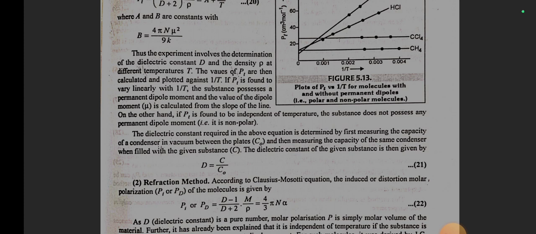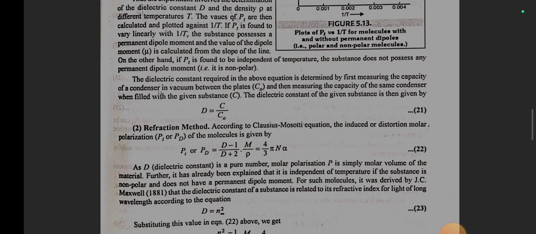If Pt is found to vary linearly with 1 by T, the substance possesses a permanent dipole moment and the value of dipole moment mu is calculated from the slope of the line. On the other hand, if Pt is found to be independent of temperature, the substance does not possess any permanent dipole moment. The dielectric constant required in the above equation is determined by first measuring the capacity of a condenser in a vacuum between the plates and then measuring the capacity of the same condenser when filled with the given substance. The dielectric constant of the given substance is then given by d is equal to C upon C naught.